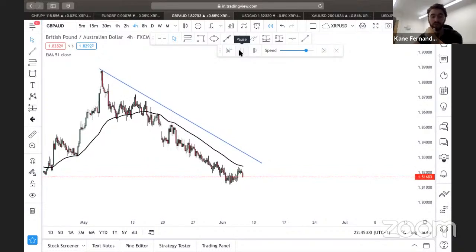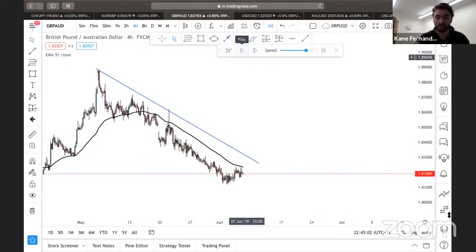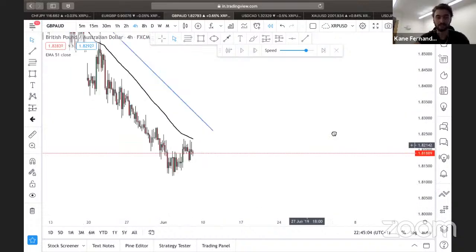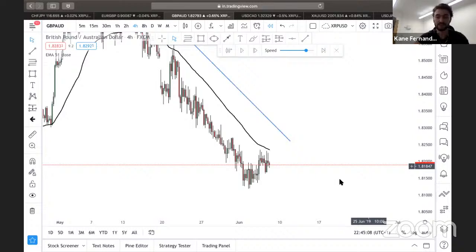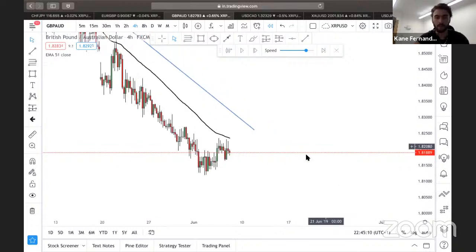I think people aren't used to swing trading. That's what it is. A lot of people just don't like swing trading. They like getting in and out, in and out. It's just how it is.